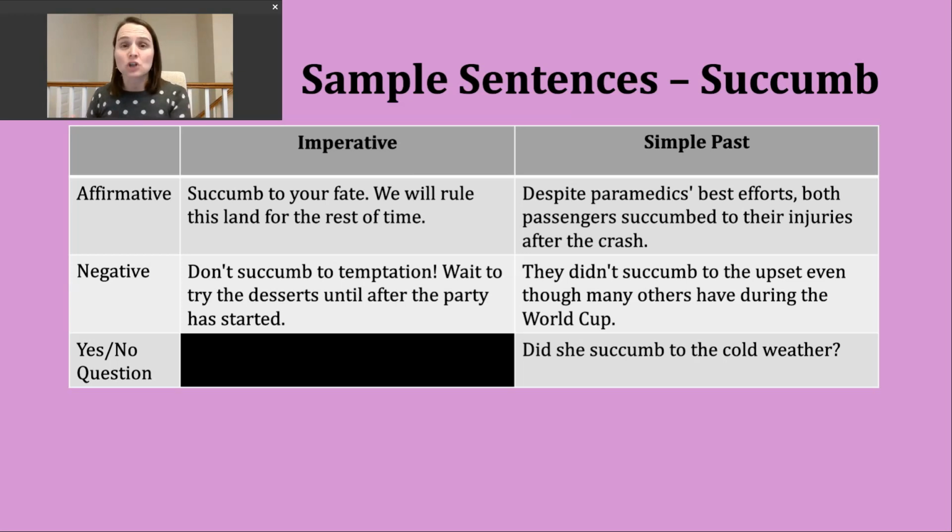Now let's look at making a negative simple past tense sentence. To do this, we start with our subject, then we use did not, and then we use the base verb. So notice, we're not using the ed form of our verb in the negative. Here's another example sentence. "They didn't succumb to the upset even though many others have during the World Cup." I read a sentence very similar to this.